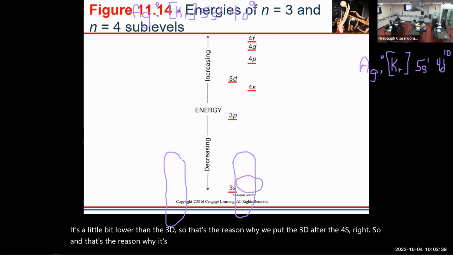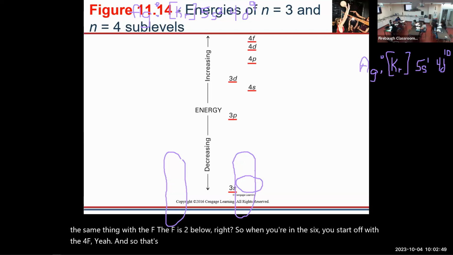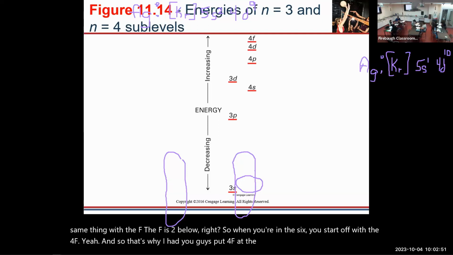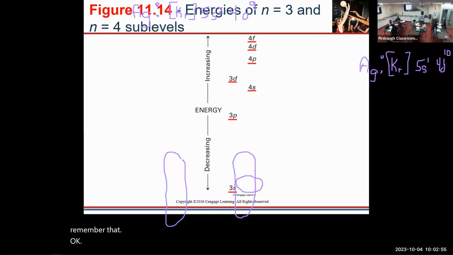And that's the same thing with the F. Exactly the same thing with the F. The F is 2 below, right? So when you're in the 6, you start off with the 4F. That's why I had you guys put 4F at the bottom and 3D, so it'll help you remember that. Okay.